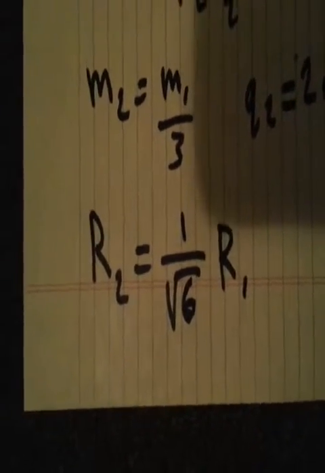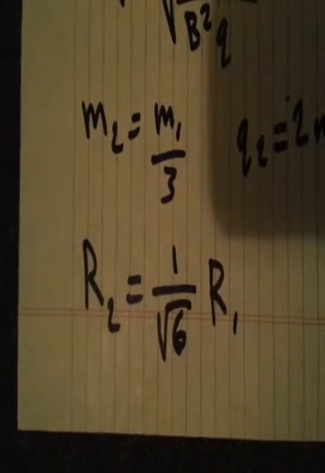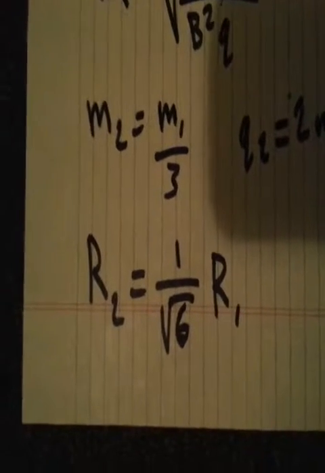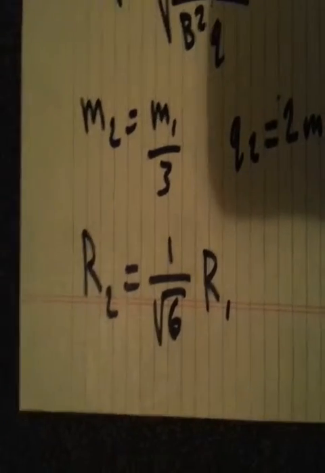And that tells us that we simply multiply the given value of r1 by 1 over square root of 6, and it should give us our answer, which I believe is C. And that's how you do the problem.